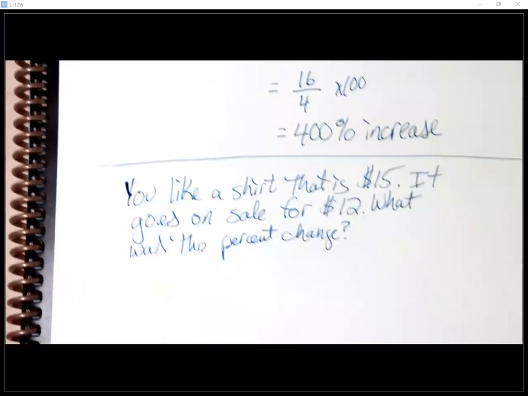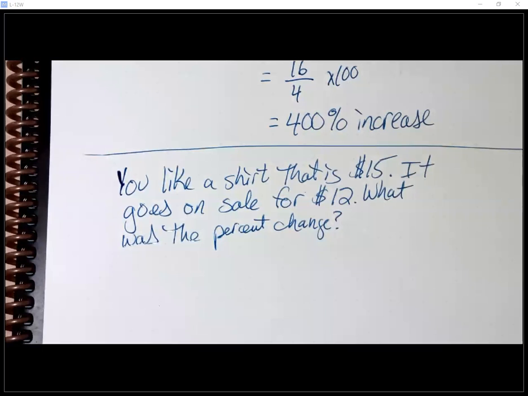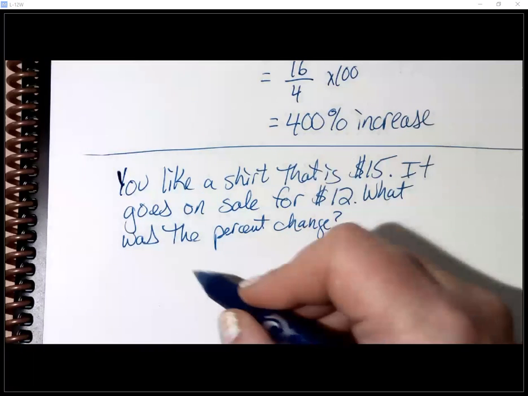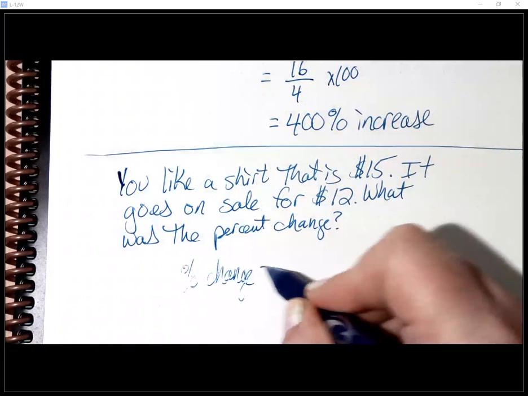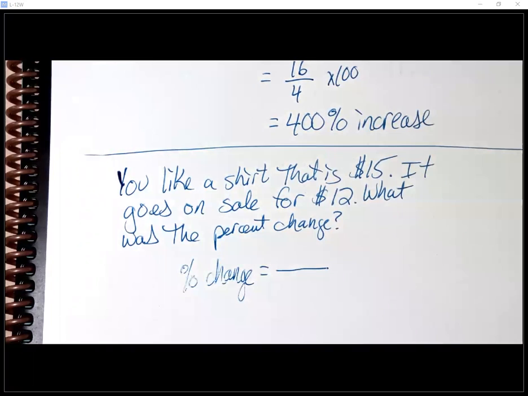Okay, so let's say you really like the shirt, it's $15. Maybe, has this ever happened to you? You go to buy it and you didn't even know it was on sale and it rings up for less. And you're like, oh, okay, cool. I didn't even realize it was on sale. So let's pretend that that's the scenario. You thought it was 15, it goes on sale, now it's 12. So if I want to find the percent change, all I need to do is find the difference in price.